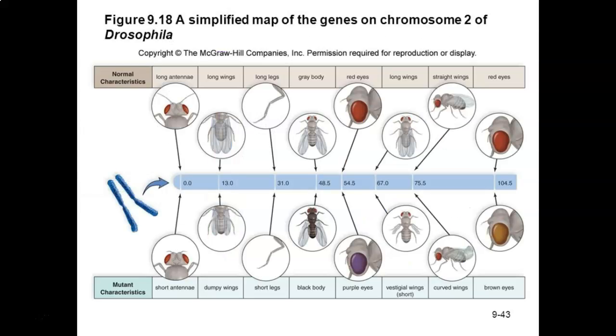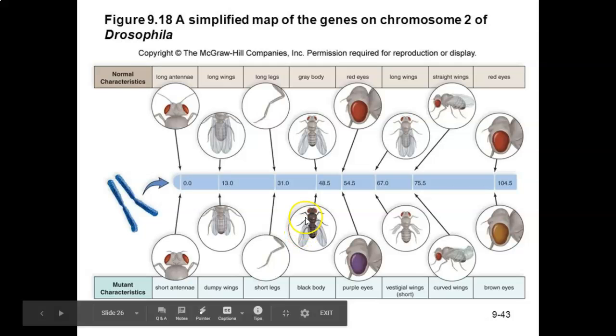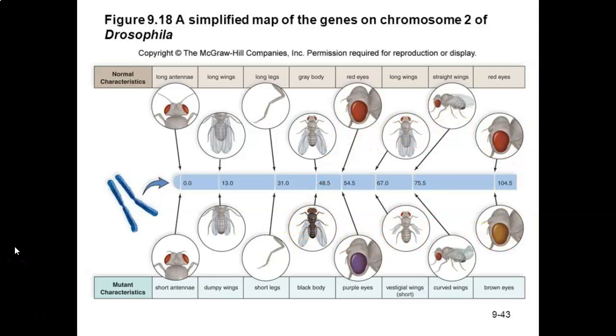Okay, and then finally, this is just another picture of a simplified map of the chromosome for Drosophila. We've seen this before, but just so that you have a better visual of it and you can see the phenotypes of everything. We're going to get way more into this stuff, so it's good to have an idea of what's happening here.